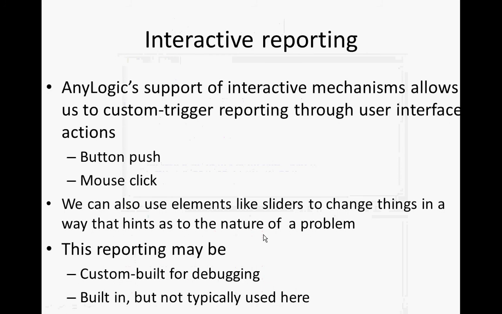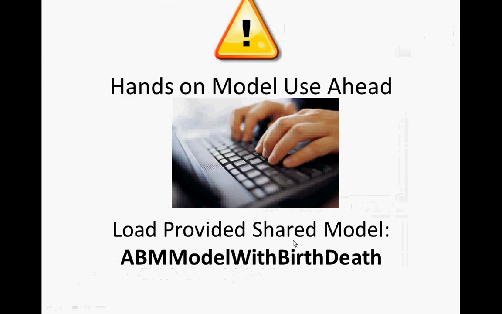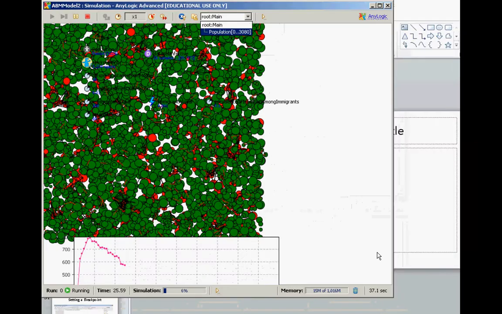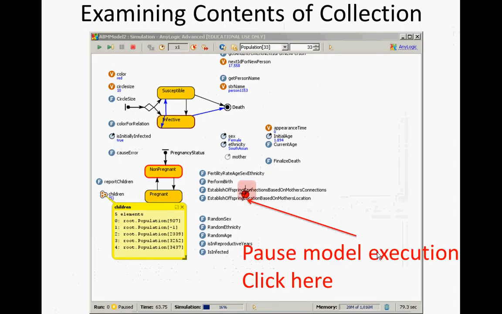You can sometimes set up mechanisms like buttons and sliders and so on to help us set values for use during simulation while you're trying to debug. So for example, when you press a button, it will report some information that's of interest to you to figure out what's going on. I'd refer you to the ABM model with birth-death, which uses some particular features, which shows a lot of demographics and a lot of accumulation of information. And one of the things that I do is I show how you can click on an element and have it do some custom reporting.